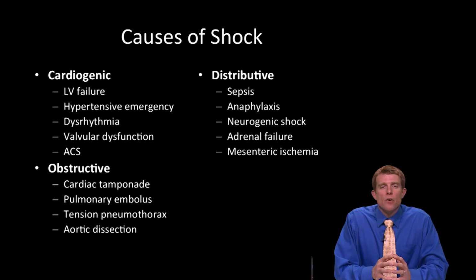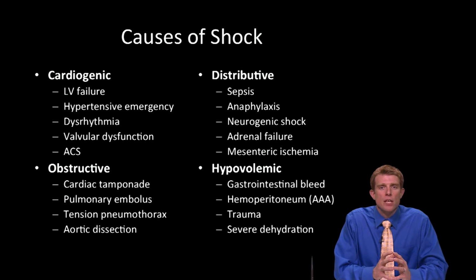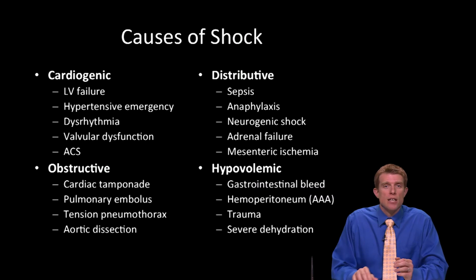Distributive shock, we're going to think about sepsis and anaphylaxis, and also neurogenic shock or an injury to the high spinal cord. Adrenal failure and mesenteric ischemia also can cause distributive shock as well. And then hypovolemic shock. Now, frequently people will put hypovolemic and distributive together, but I generally separate them out. In hypovolemic shock, I think about bleeding, whether that's internally like gastrointestinal bleeding or a AAA, or externally like in trauma patients sometimes. And then I think about hypovolemia from severe dehydration.